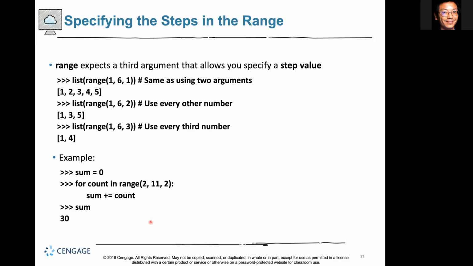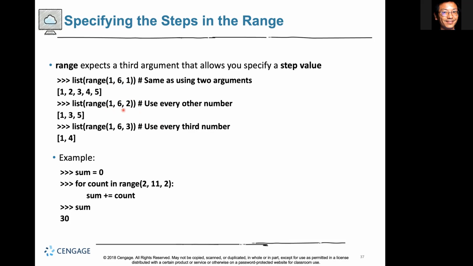Now, the usage of this range function takes a third argument as well. The third argument is the step value. So previously, we said range from 1 to 4 gives you the sequence 1, 2, 3, right? That's because the step value is by default 1. What if the step value is 2?